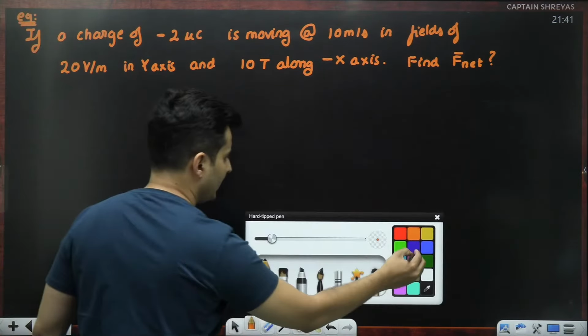Is it clear? This is a class 12th topic. Magnetism. Yeah, class 12 topic. All these things I have already mentioned over here. Okay. Now let's take some examples for this.